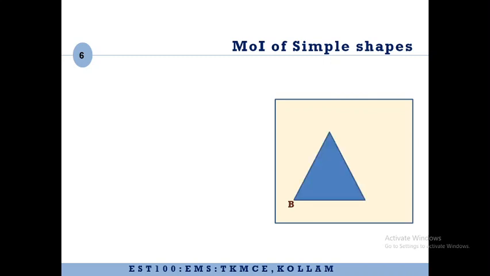Now let us consider the case of a triangle. Let B be one of the corners of the triangle. Let x and y be the coordinate system. G represents the centroid and Gx and Gy represent the centroidal x and centroidal y axis. Let b be the base width of the triangle and h be the height of the triangle. The distance between the two x-axes will be equal to h by 3.